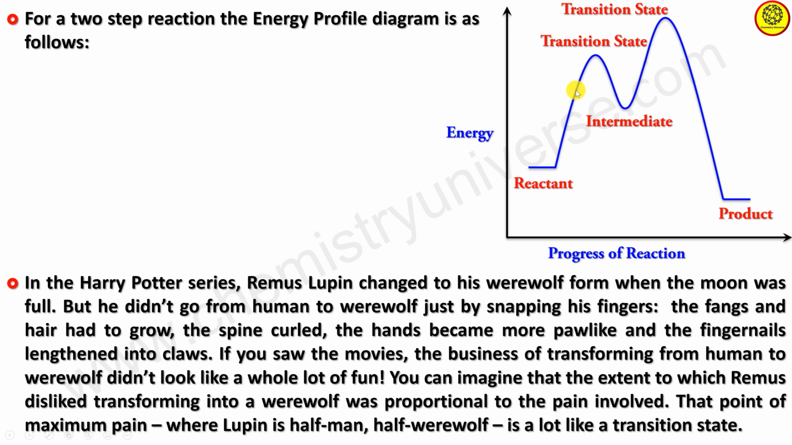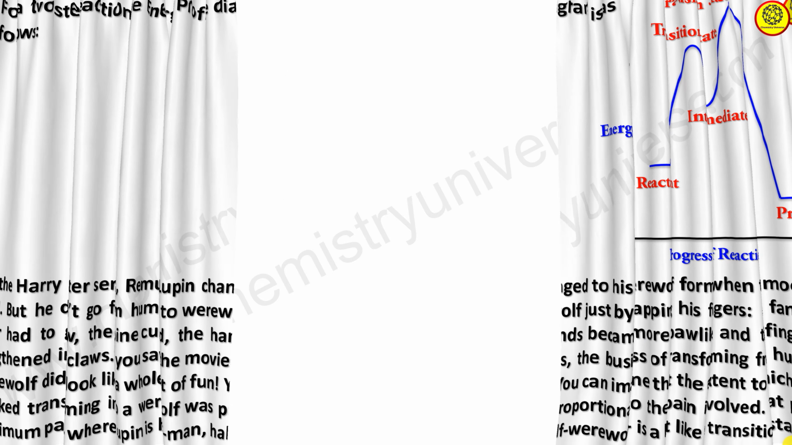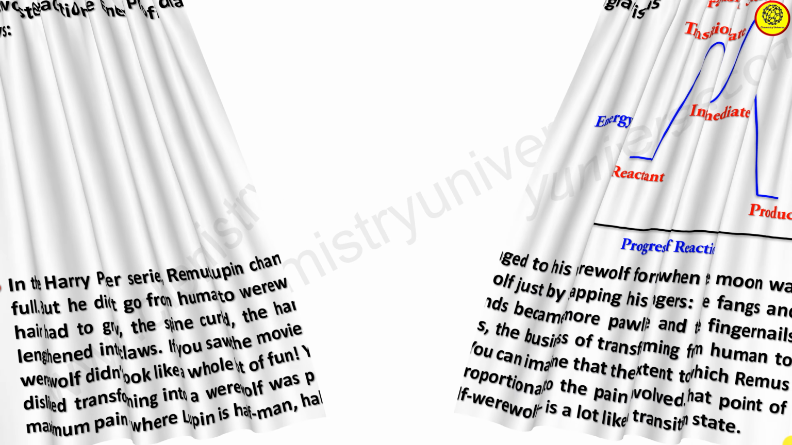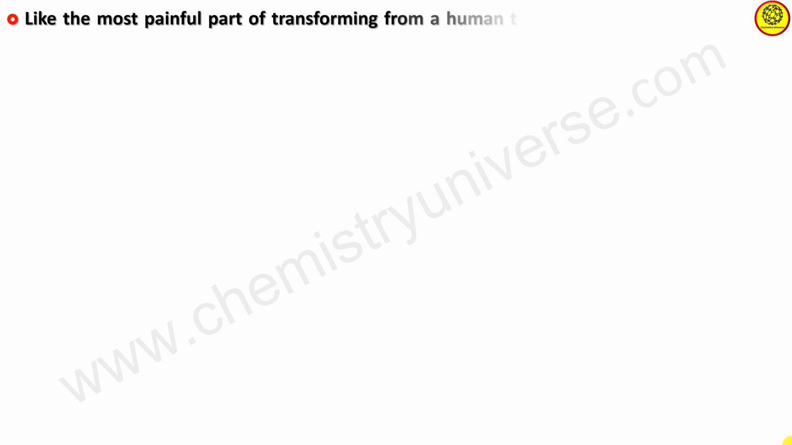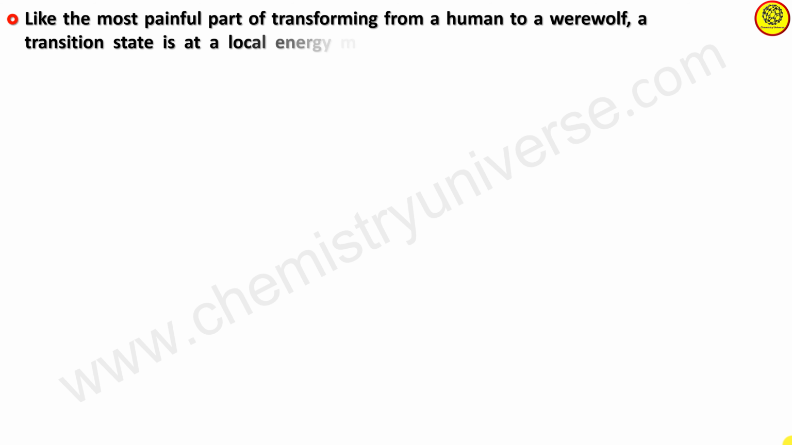So what I basically am trying to tell you is, in this step, the part which has maximum energy is called the transition state. This is the state which has maximum energy. Transition state for the first step, transition state for the second step. Now, like the most painful part of transforming from human to werewolf, a transition state is a local energy maximum. It has partial bonds and cannot be isolated as an individual molecule.